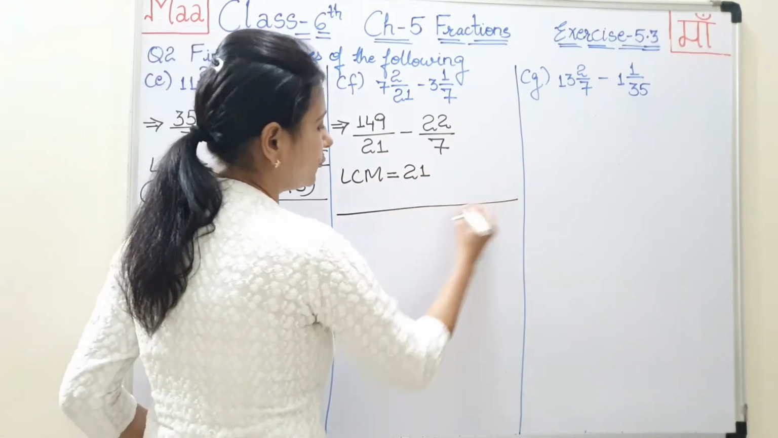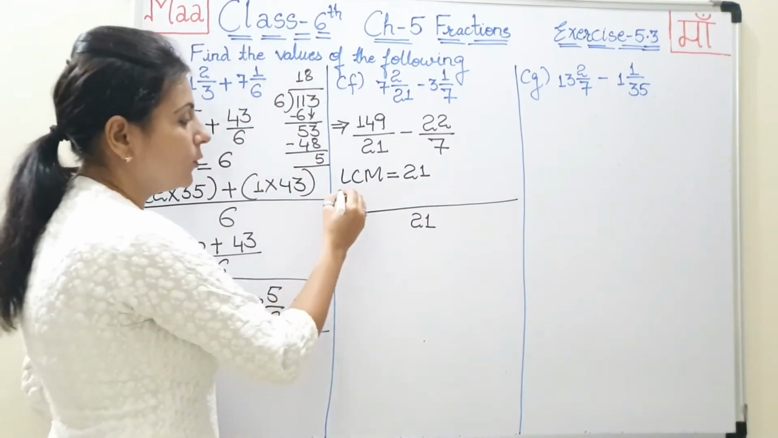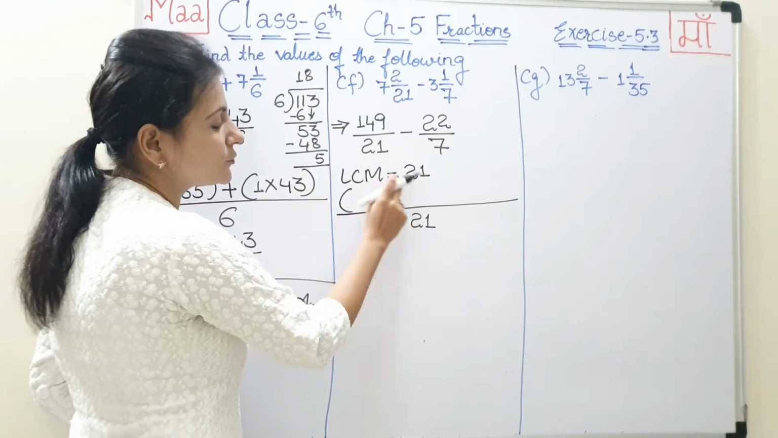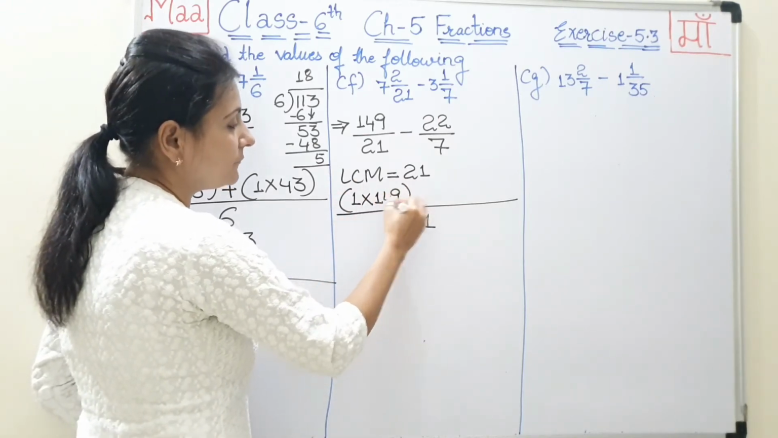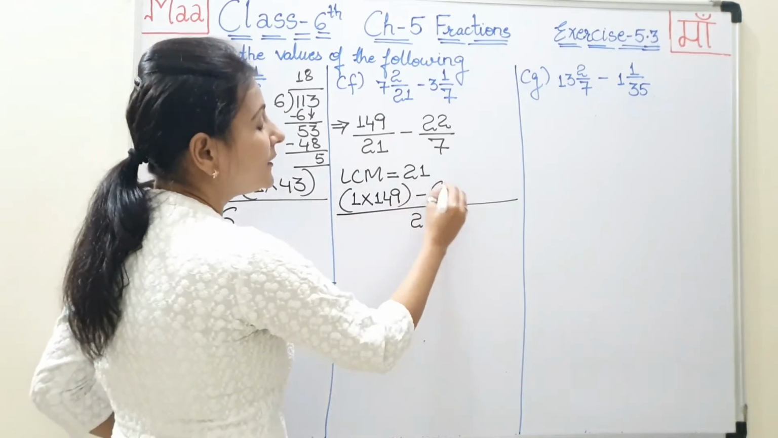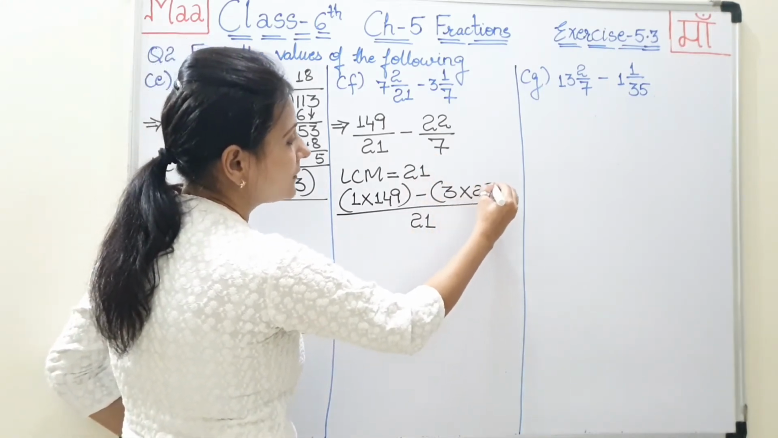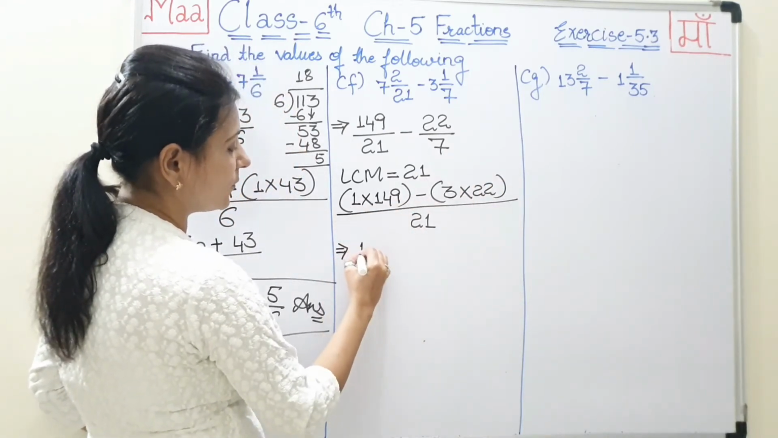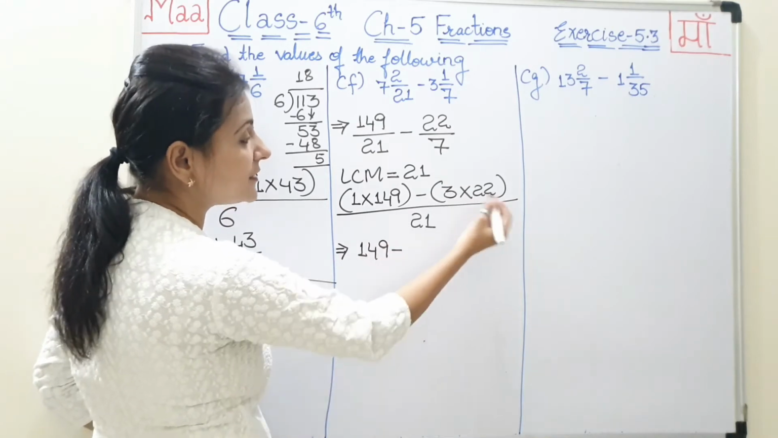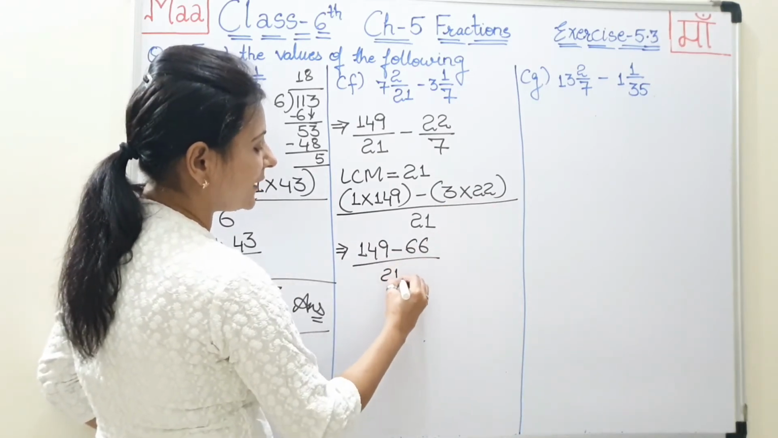So simply you have to draw one line, horizontal line and write down LCM 21. Open the bracket. Table of 21. 21 comes 1 time. So 1 will be multiplied by the numerator 149. Now table of 7. 21 comes 3 times. So 3 will be multiplied by 22. Next step, do the multiplication. 149 ones is 149 and 22 3 times is equals to 66 upon 21.